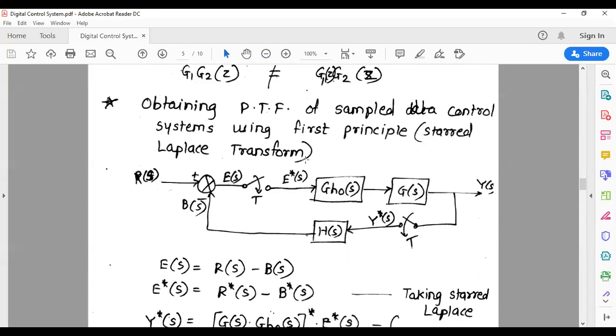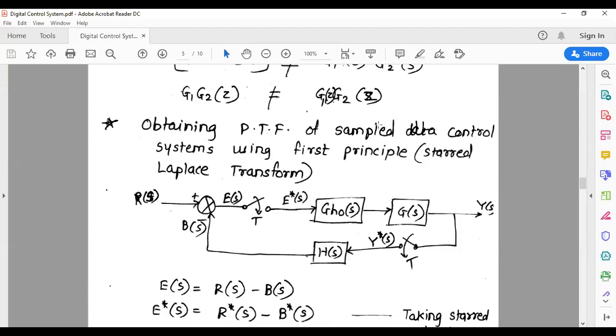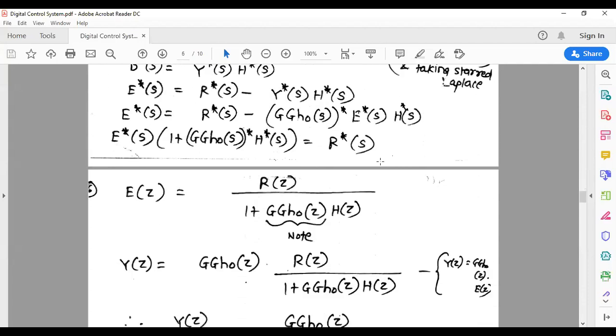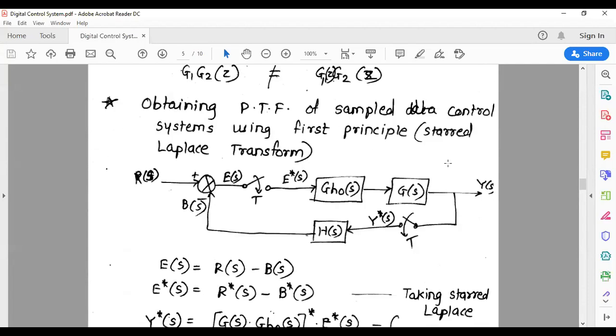So let's get started. The problem is obtaining a pulse transfer function of a sampled data control system using the first principle, which is usually called the star Laplace transform, or E star of S and Y star of S, or R star of S, as we say. It is again a transfer function. If you see to the end, we end up calculating Y by R. Usually we take this as C, but in this particular case it is taken as Y. So when we are asked to find the pulse transfer function, our ultimatum is calculating Y by R.